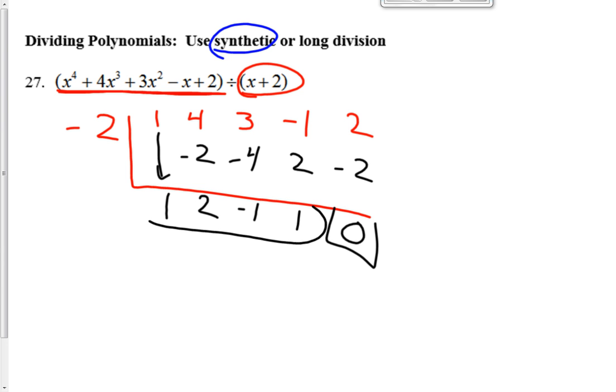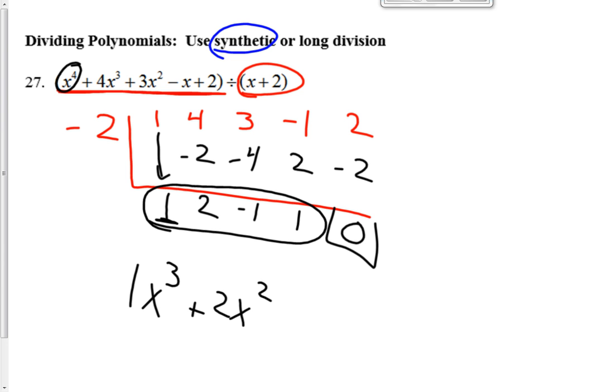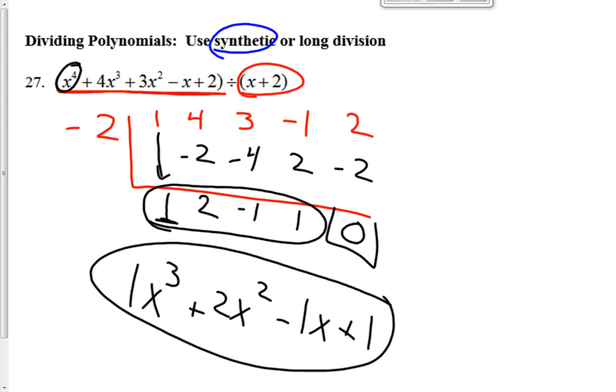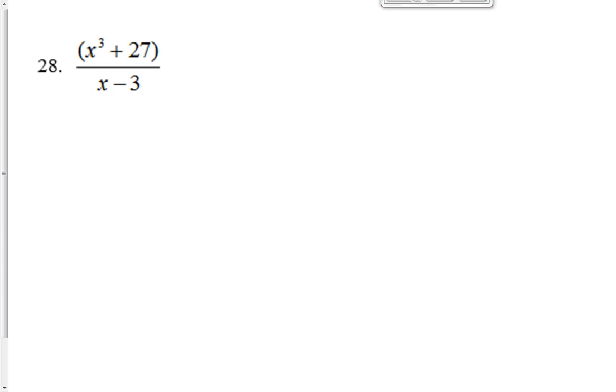So this is our answer, and it represents our coefficients from one power down from x to the 4th. So here is 1x to the 3rd plus 2x squared minus 1x plus 1. That is our answer for question number 27. Question number 28, very similar. It's x cubed plus 27 divided by x minus 3.